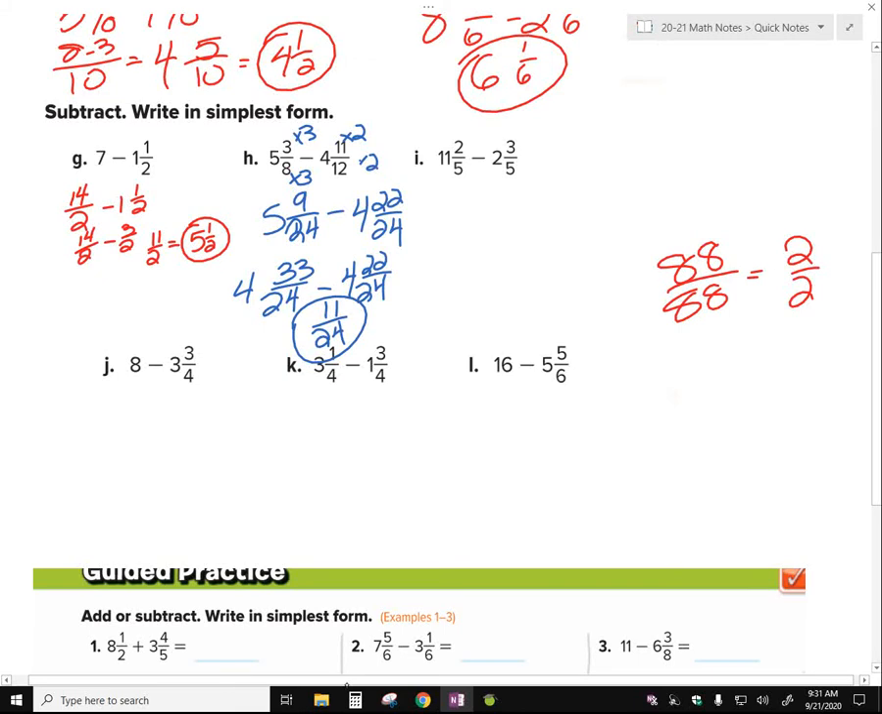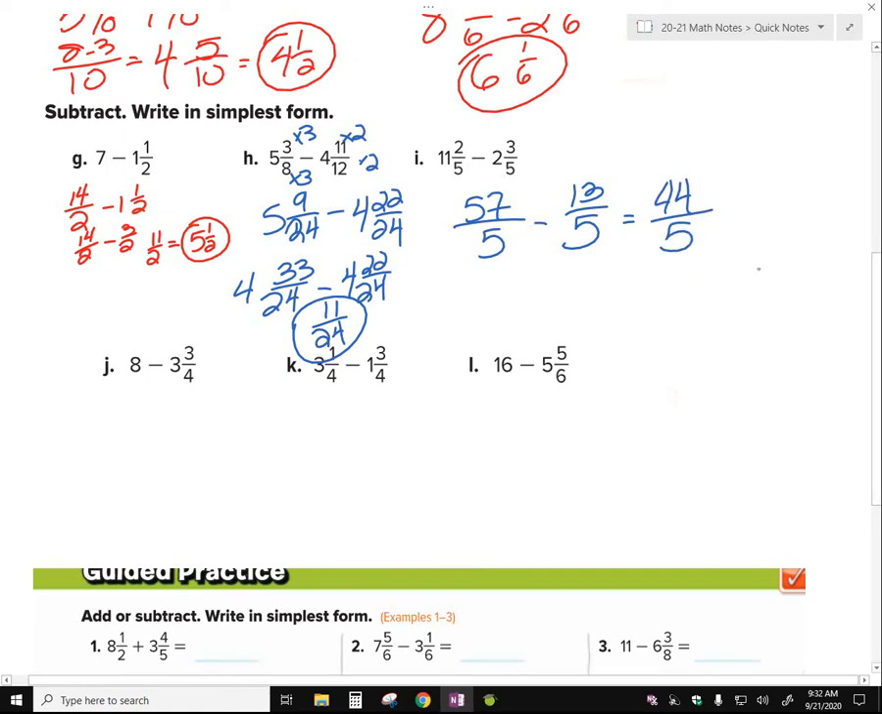For this one here, we have common denominators already. For this one, I'm going to do an improper fraction method. 5 times 11 is 55, plus 2 is 57. Minus 5 times 2 is 10, plus 3 is 13. I see a lot of watching, but not a lot of writing. Only about 2/3 of you are actually writing down what we're doing. 57 minus 13 is 44. 44 over 5. Oh, don't forget the whole numbers.